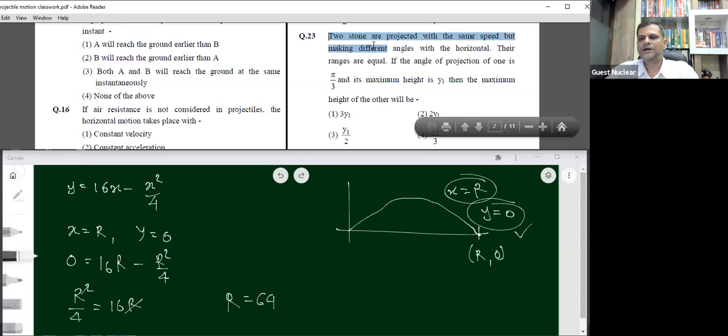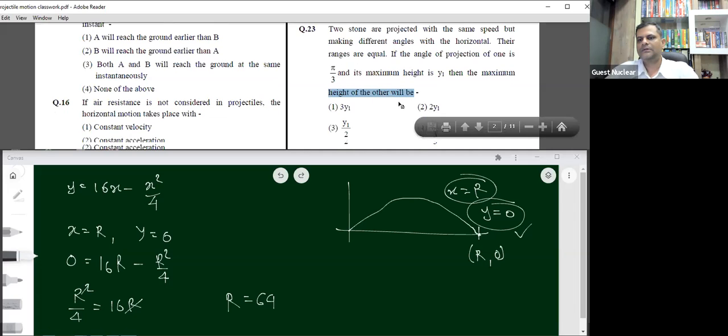Two stones are projected with the same speed but making different angles with the horizontal. Their ranges are equal. If the angle of projection of one is pi by 3 and its maximum height is y1, then the maximum height of the other will be? How can we get that?